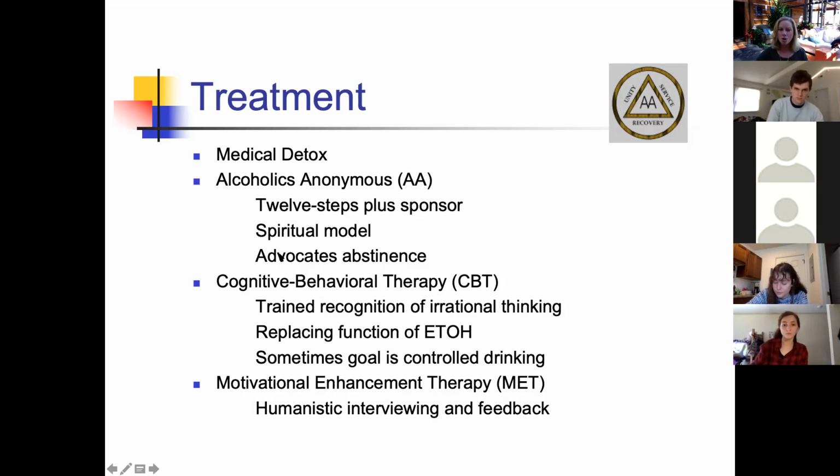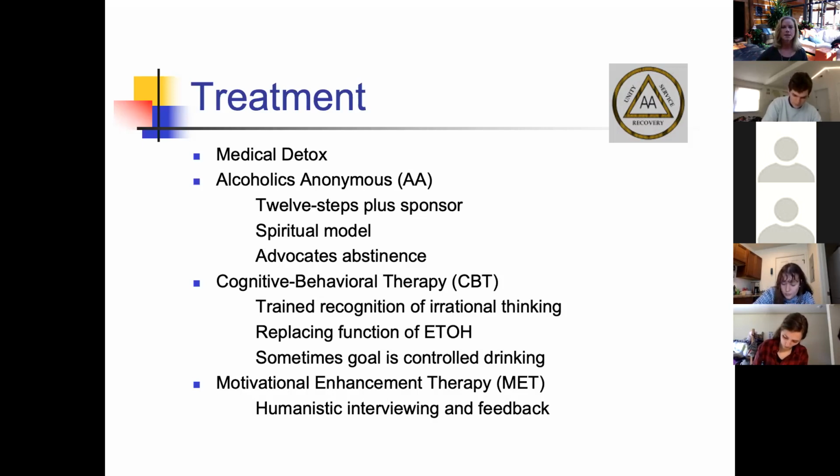Okay. Also keep in mind that AA is not professionally run. So there's not a psychiatrist or a psychologist or a social worker running the group. The groups run themselves. Got it?